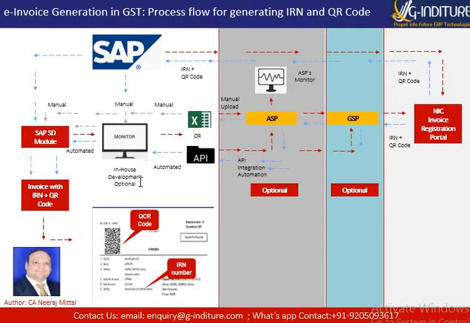In the Excel option, the manual option, you download all the data on an Excel sheet, and then you can either upload it directly on NIC, or use an ASP where you upload all this data to the ASP portal, who in turn takes care of the rest and moves on to GSP and NIC. The second option is that instead of Excel sheets and manual work, you can create APIs and integrate to ASP, GSP, or NIC through the APIs.